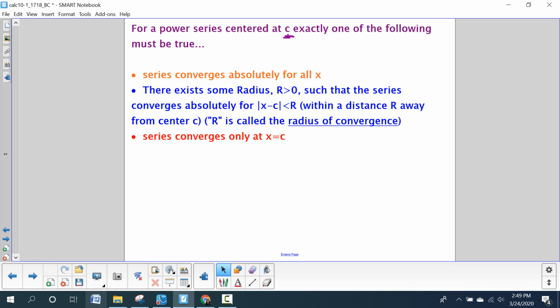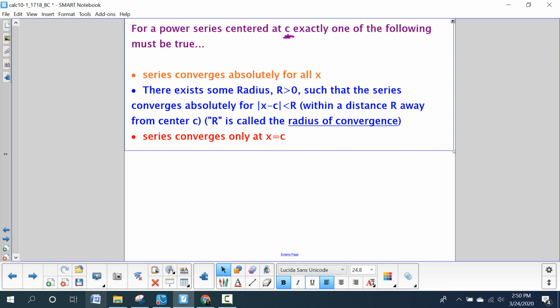We analyzed it with a ratio test, and we determined that no matter what value of x you put in, it will converge, and it will always converge to e to the x. And then there's this blue case, which is honestly the most common one for most power series. There exists some radius, some value r greater than 0, such that the series converges absolutely for the absolute value of x minus the center less than r. So within a distance r away from c.